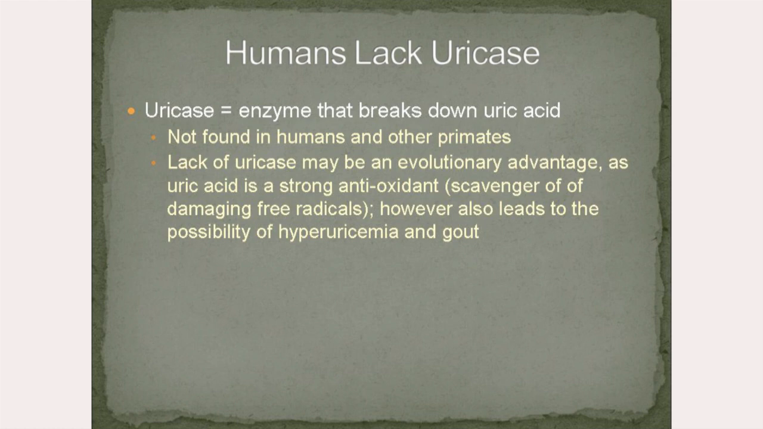Now, uric acid is felt to have possibly some evolutionary advantage in that it can scavenge oxygen free radicals, which are molecules in the body which can cause damage, can lead to cancer, can lead to aging. Uric acid can scavenge some of those things and have some benefit there, but the bottom line is it also can lead to gout. Okay.